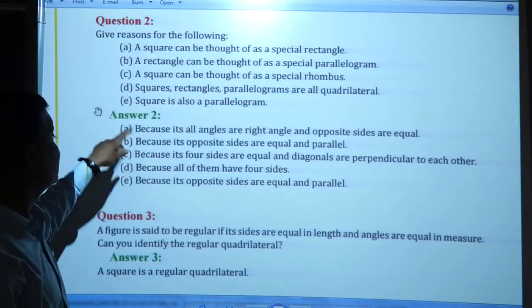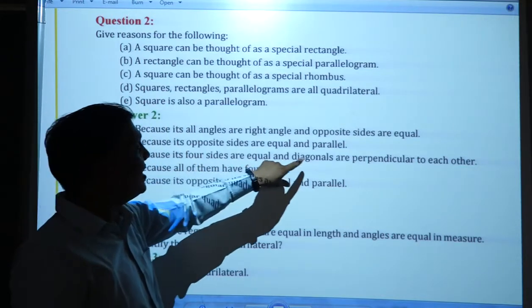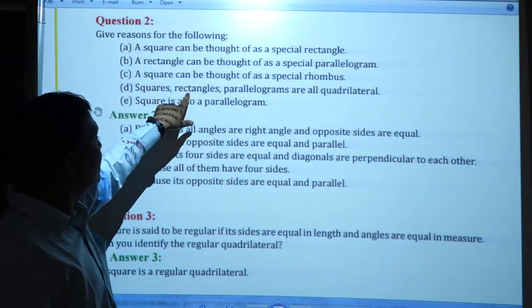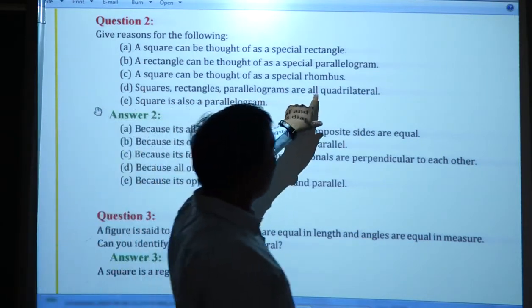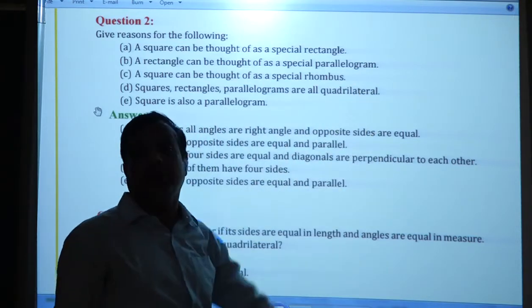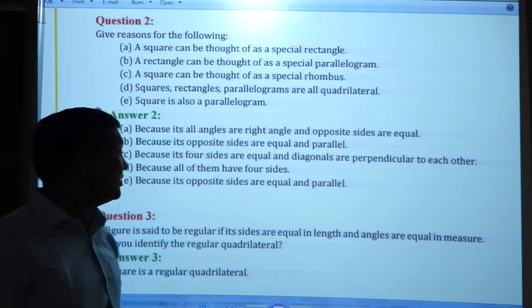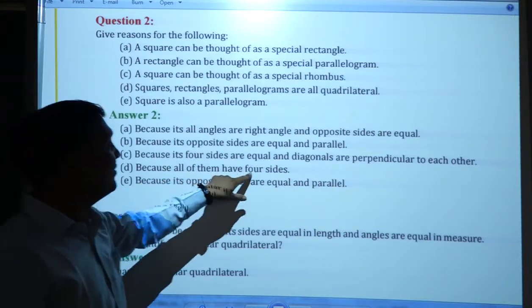So that's why we can say, because its four sides are equal and diagonals are perpendicular to each other. Next one: square, rectangle, parallelogram, all are quadrilaterals. Yes, they all are quadrilaterals because they are all formed by four sides.